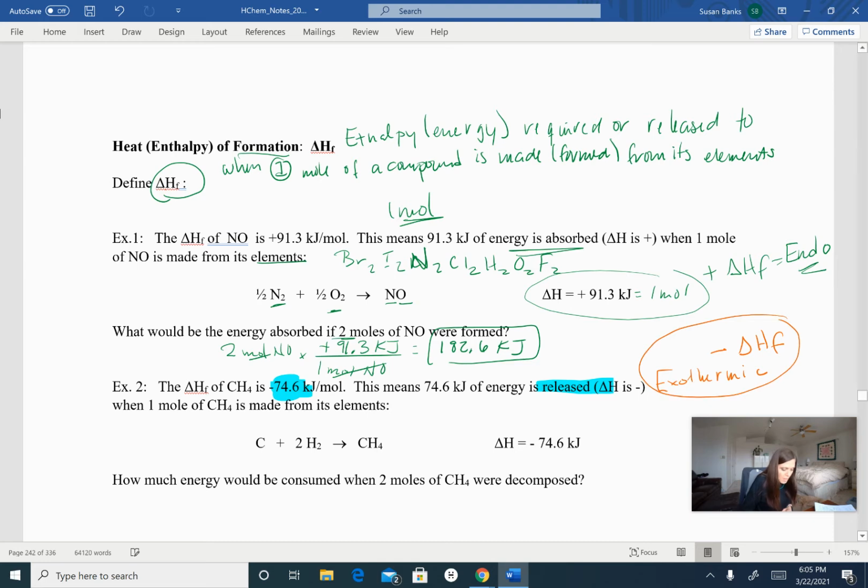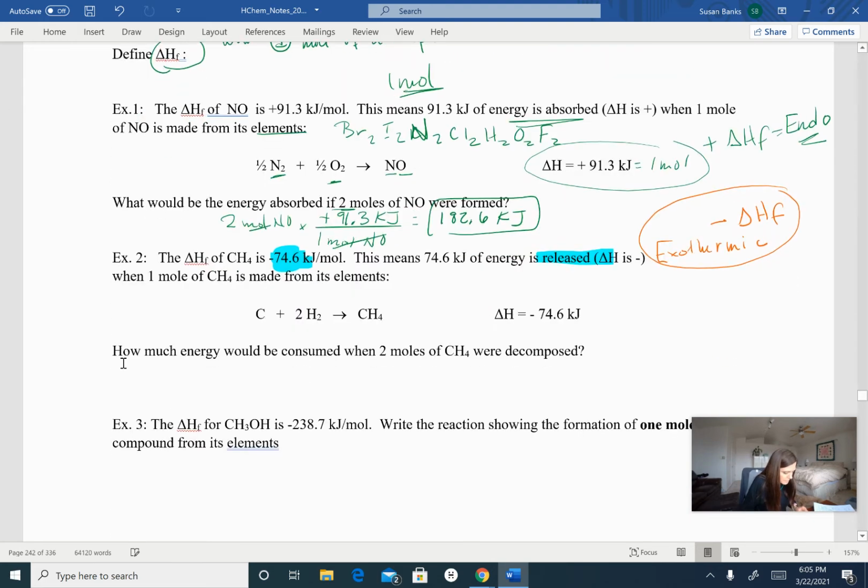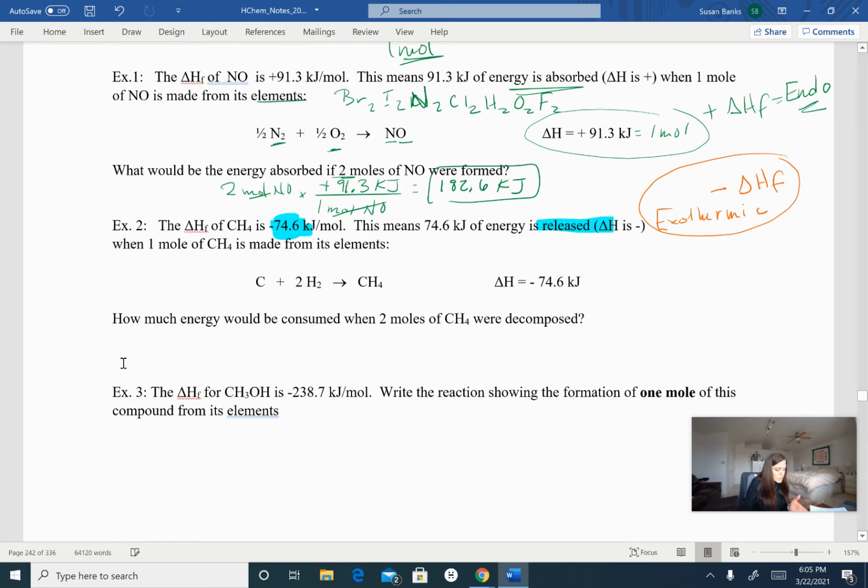Okay, so here we go. We have carbon plus 2 hydrogens. Notice we needed to get 4, and each hydrogen has 2 in there, so we're going to need 2 of them to get 4 individual hydrogen atoms. That gives me a negative 74.6 kilojoules. So this is going forward.